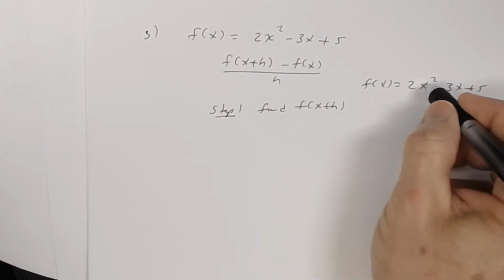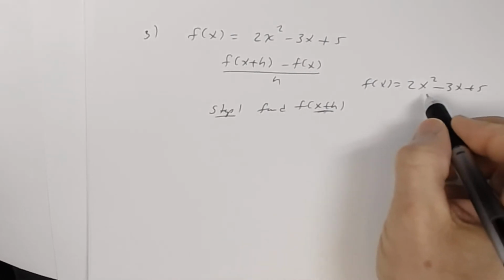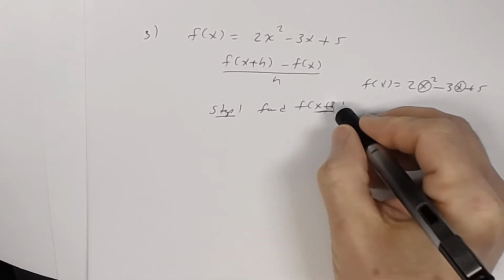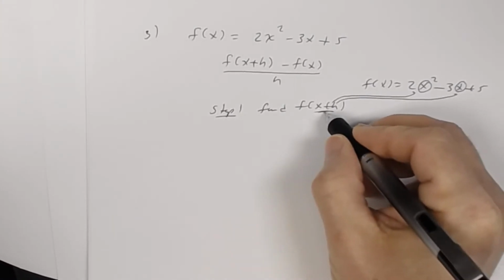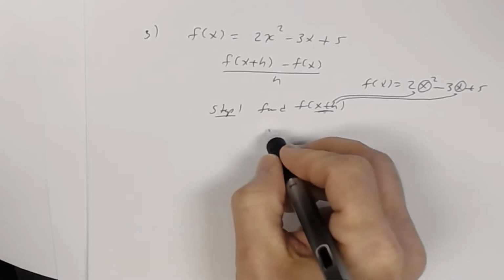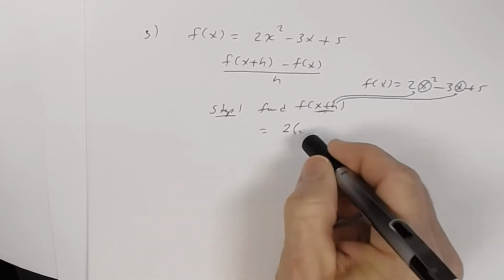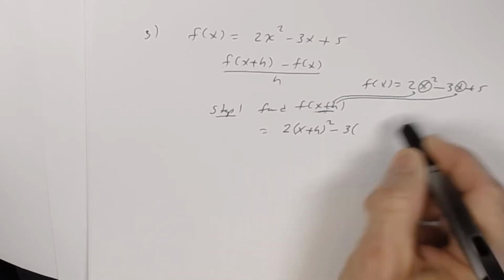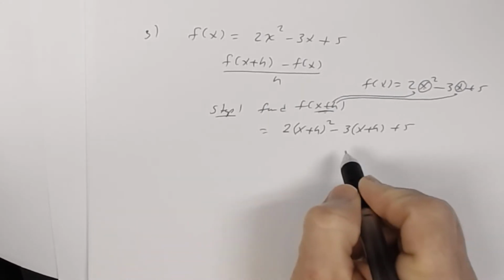Notice that wherever we see the variable x, this is where you're going to substitute x plus h. I see a variable x here and here, so you're going to replace the variable x with this binomial x plus h. So this becomes 2 times, in parentheses, x plus h. Don't forget though, you're squaring that, minus 3 times, in parentheses, x plus h, plus 5. See, it's a little bit more involved.